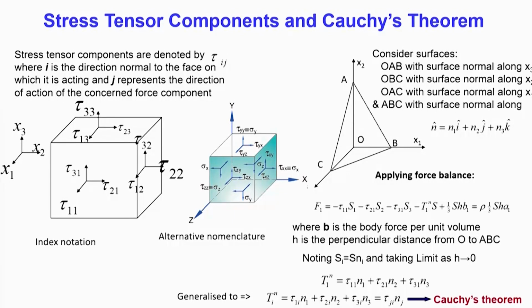And then it can also be shown, from force balance, that from angular momentum consideration you can write tau ij equal to tau ji. I am not repeating that here, for the interest of time. So, that is how Cauchy's theorem will finally become Ti equal to tau ij nj. Okay.